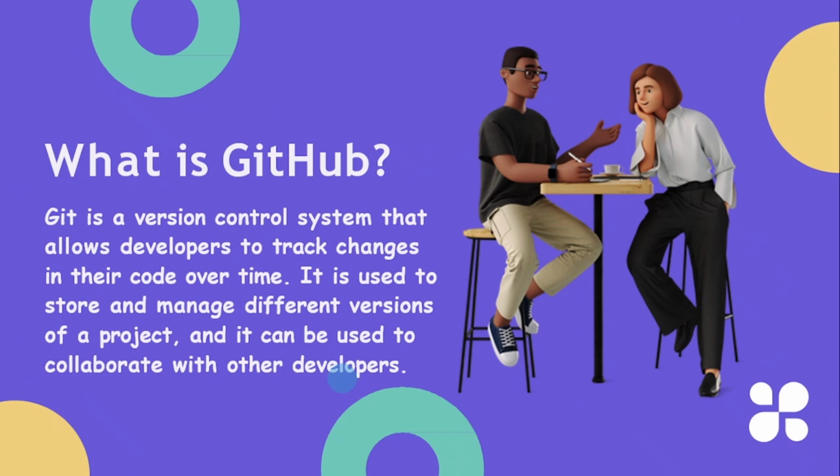What is GitHub? Essentially, GitHub is a version control system that allows multiple developers to work on a project, and it allows developers to also track changes in their code over time. GitHub is used to store and manage different versions of a project, and as I said, it can be used to collaborate on a project. One of the advantages of using GitHub is that it makes it easy for developers to keep up with the latest trends of software development by following other users' repositories.